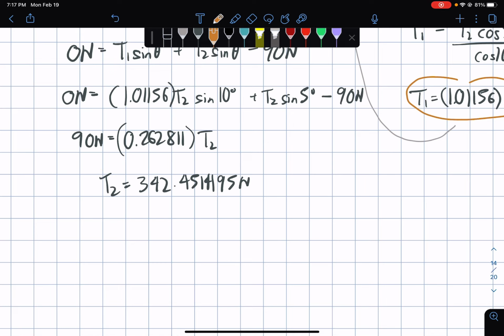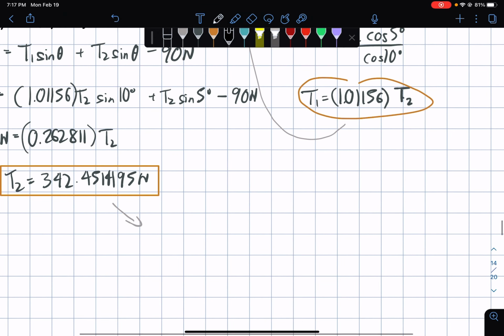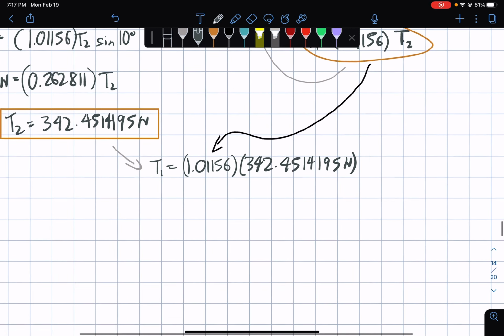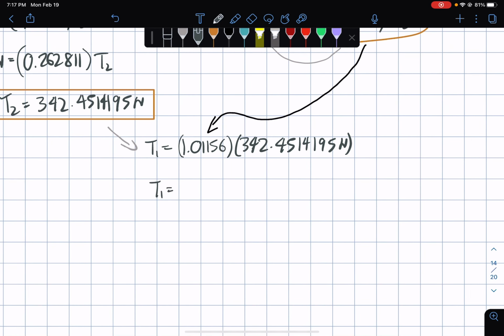So yeah, we already found tension 2. One more requirement, we need to find tension 1, which is easy. You'll just use the same formula earlier. So T1 is equal to 1.01156. Multiply that with 342.4514195 newtons. T1 is equal to 346.41016 newtons.